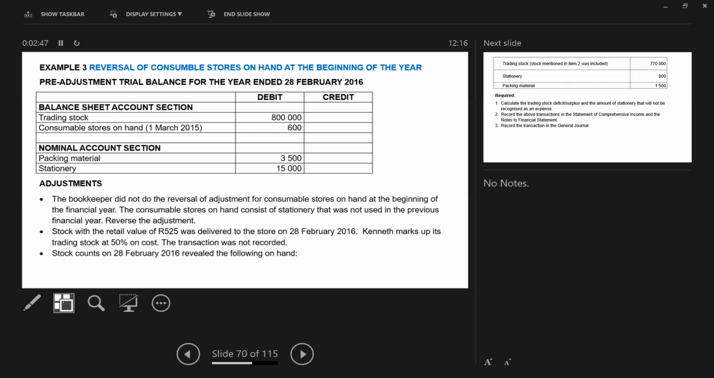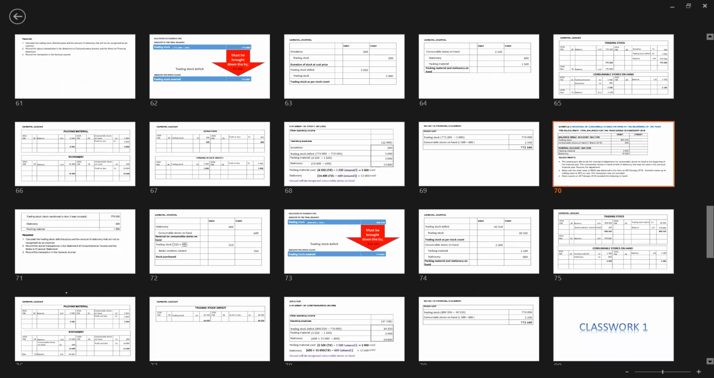Normally, they were supposed to tell us if this stock was purchased for cash or on credit. If it was purchased for cash, it will be recorded in the CPJ. If it was purchased on credit, it will be recorded in the creditor's journal. Obviously, under bank in the CPJ and trading stock, and in the creditor's journal under creditor's control and trading stock.